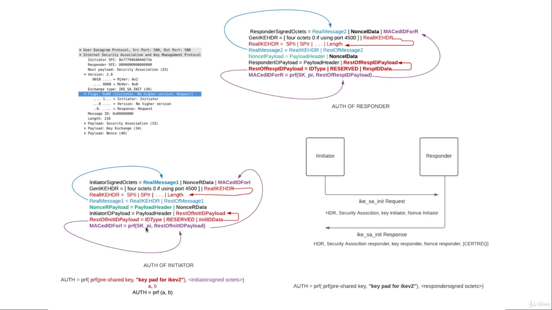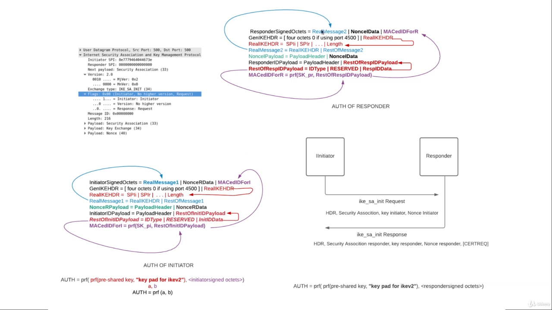Now, it will basically line up the signed octets which is composed of real message 1. Meaning real IKEv header concatenated with the rest of message 1. It will concatenate the nonce for the responder which is nonce R. It will then concatenate the message authentication code of the initiator. So, this string of octets is referred to as the signed octets.